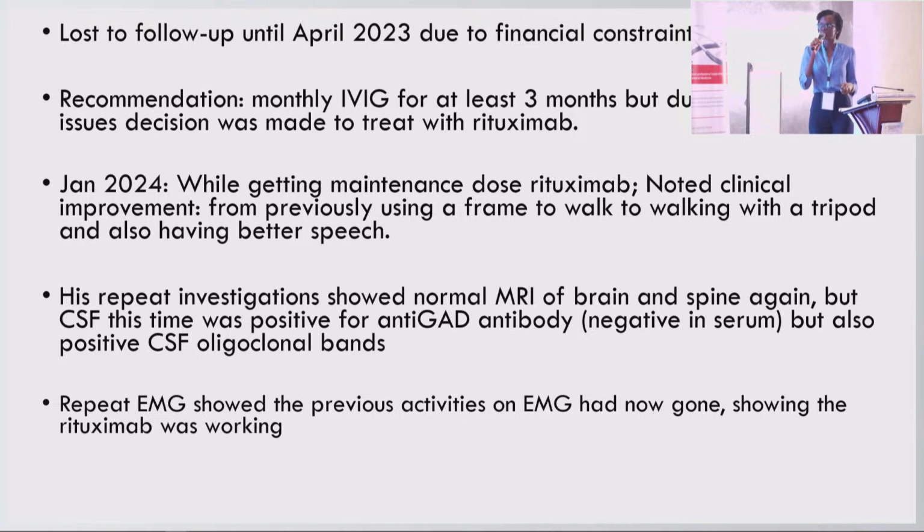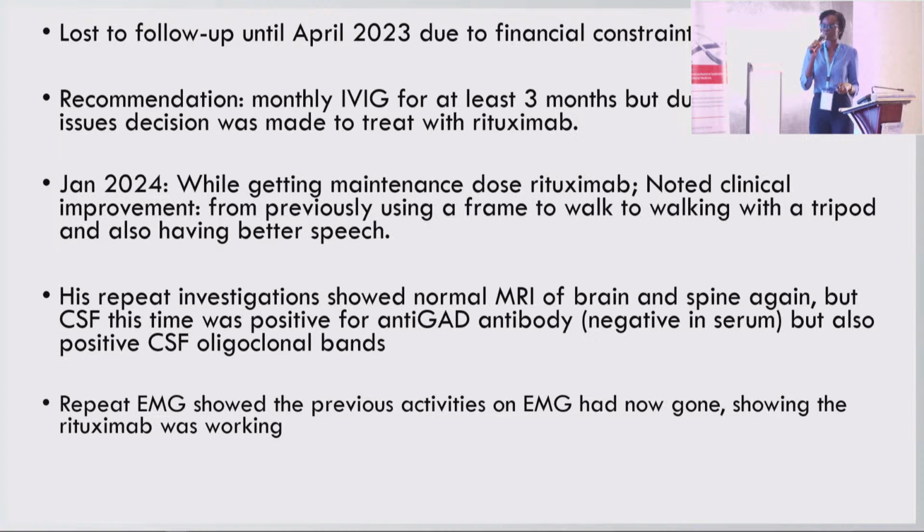And the initial recommendation had been for monthly intravenous immunoglobulin, but because this was proving challenging, we made the decision to treat him with rituximab. And when we saw him early this year, he had improved clinically. Initially, he needed a frame to walk, and by this time in January, he was now using a tripod, and his speech was also better.